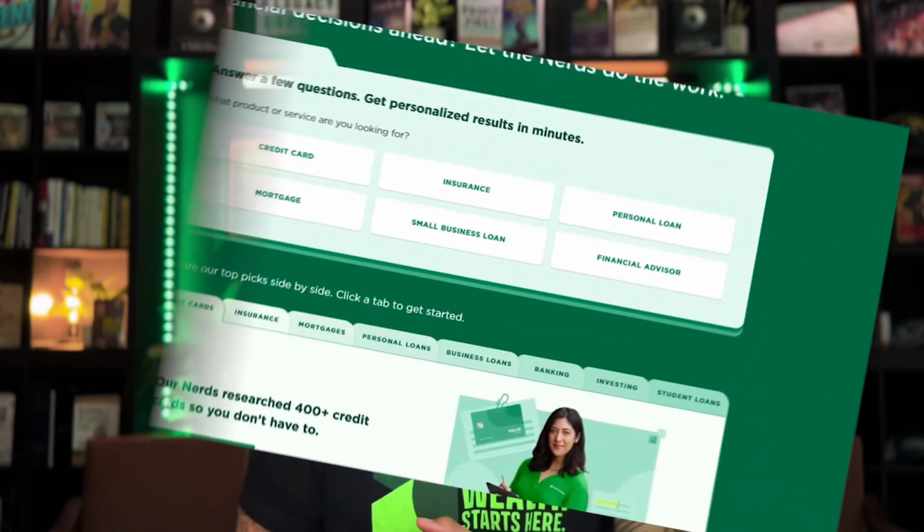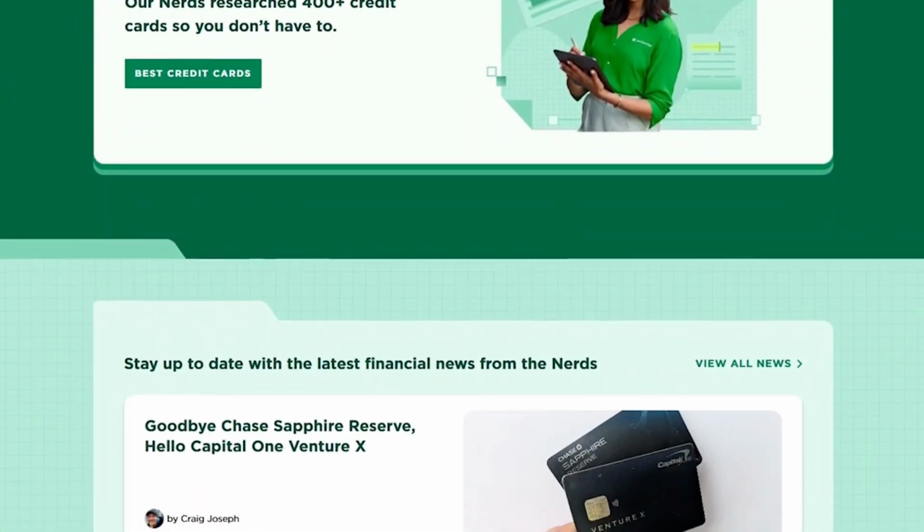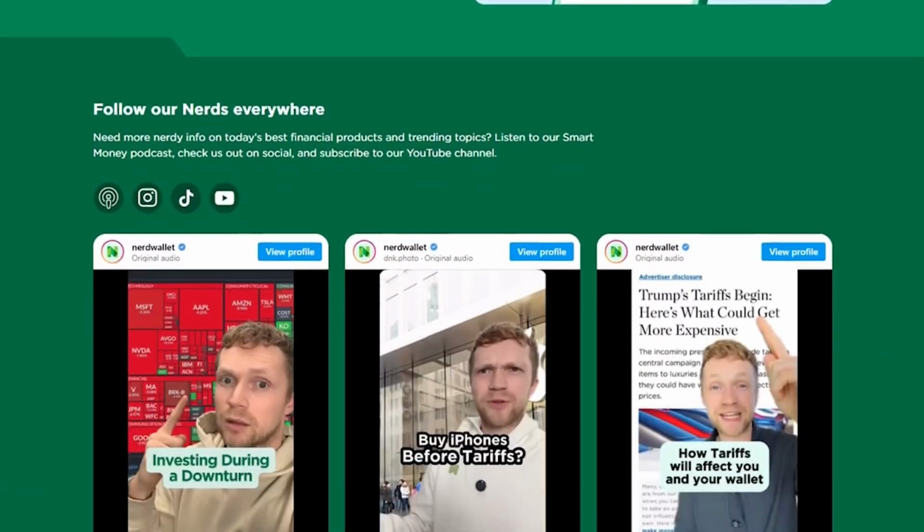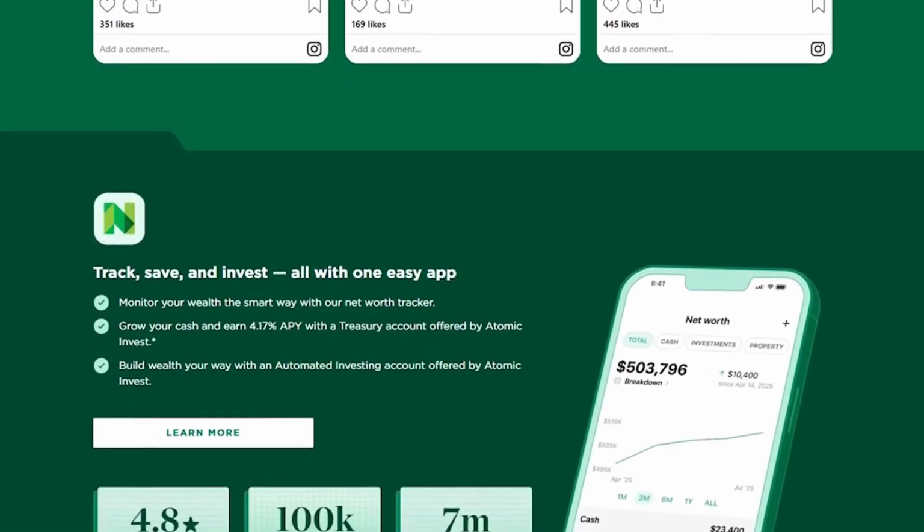Now, I don't claim to be a credit card expert in any way, so my suggestion would be to visit nerdwallet.com for reviews and see what their top picks are of the best low interest credit cards so you can find the one that works best for you.